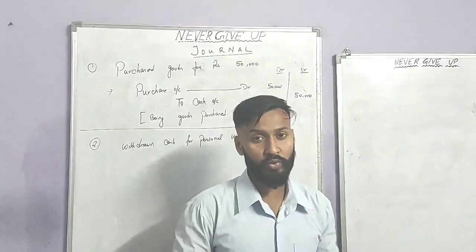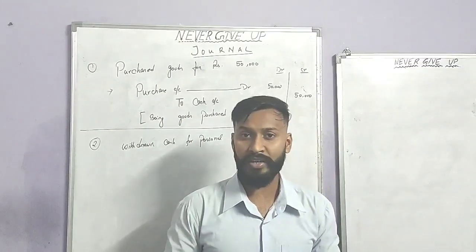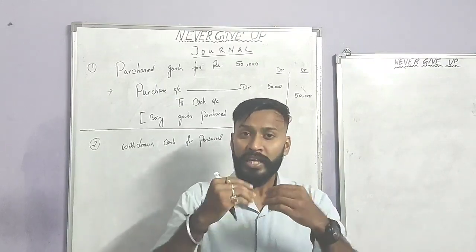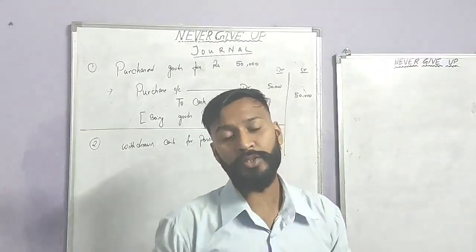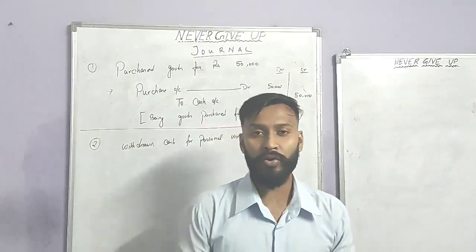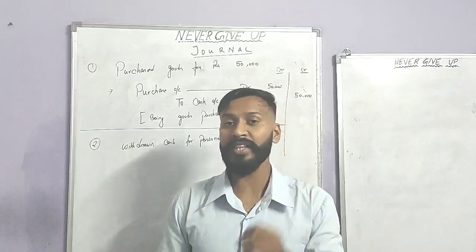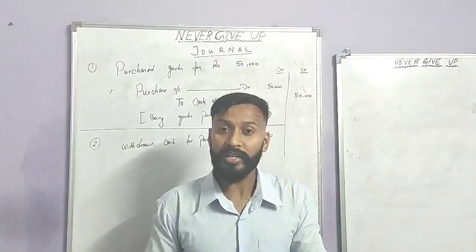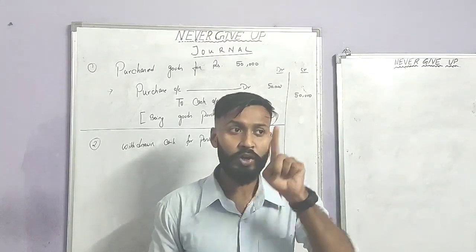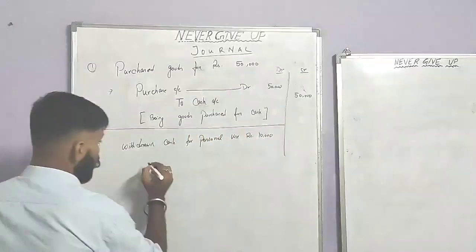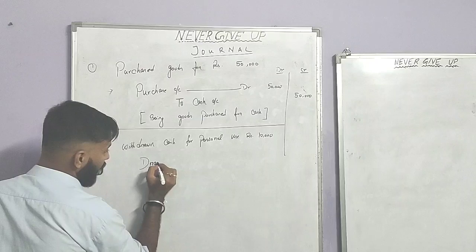Just remember the rules. The rule of a personal account is debit all receiver, credit all giver. Drawings is a personal account. So drawings will be debited because it is receiving the amount. Debit all receiver. According to the rules, drawings is receiving the money, so it will be debited. Drawings account debit.